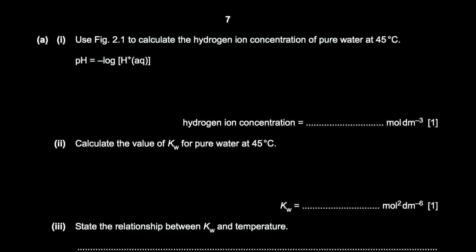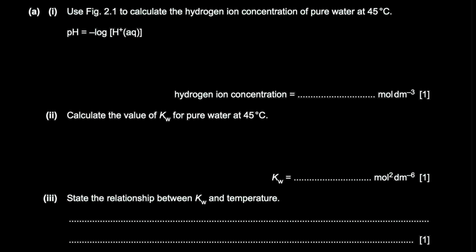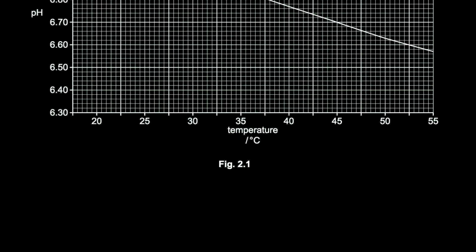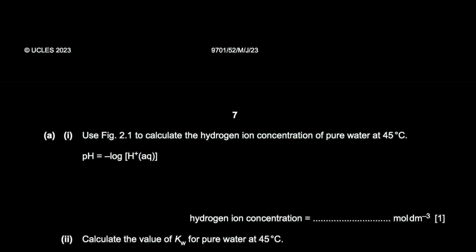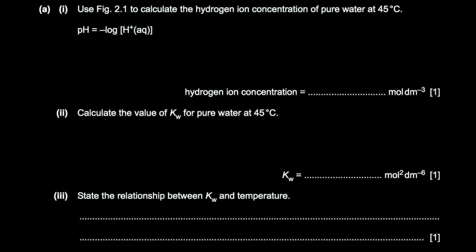Use figure 2.1 to calculate the hydrogen ion concentration of pure water at 45 degrees Celsius. So if we go to the graph, at 45 degrees Celsius, so this is 45 degrees Celsius right here, the pH is 6.7. So we get a pH of 6.7, and we have to find the concentration of H+.